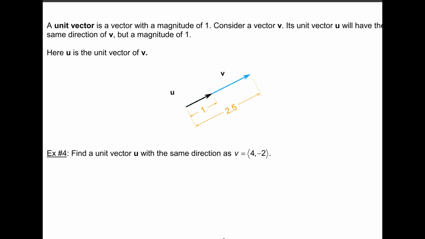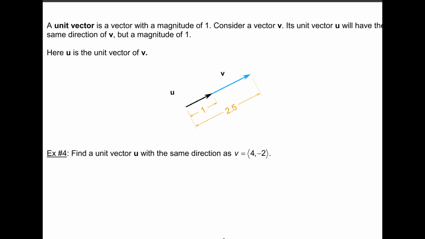Alright, so find a unit vector with the same direction as 4 comma negative 2. Okay, so how could I even do this? How do I go from having a length of 2.5 to 1? What do I have to do? Divide by 2. Exactly, I divided by the length.